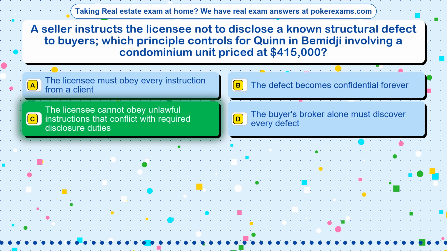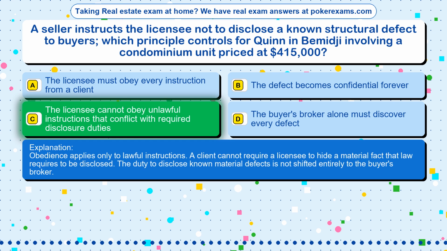The correct answer is option C. The licensee cannot obey unlawful instructions that conflict with required disclosure duties. Obedience applies only to lawful instructions. A client cannot require a licensee to hide a material fact that law requires to be disclosed. The duty to disclose known material defects is not shifted entirely to the buyer's broker.